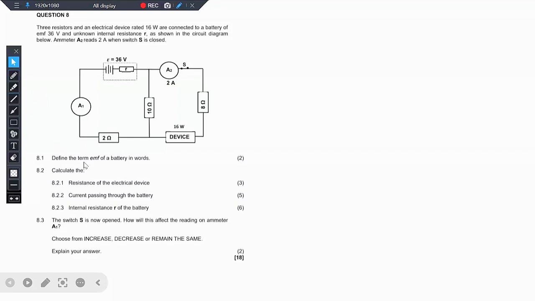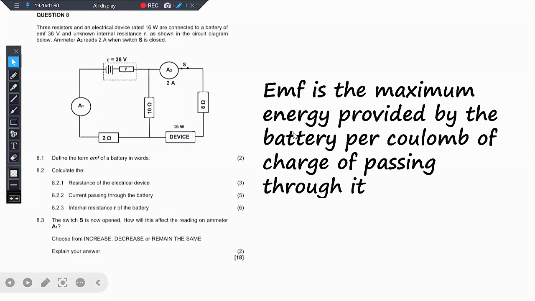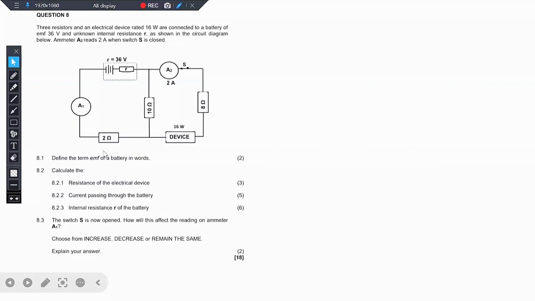Then 8.1 says define the term EMF of a battery in words. So let's quickly run to that. We say EMF is the maximum energy provided by the battery per coulomb of charge passing through it. Okay, then 8.2 says calculate the resistance of the electrical device. And it's only for 3 marks, so we know a 3-mark question is basically something that we can just see from here.